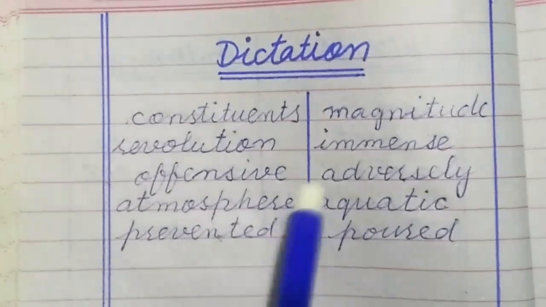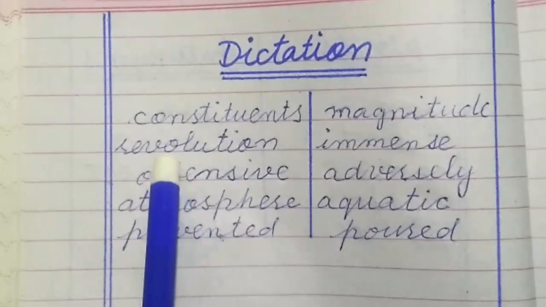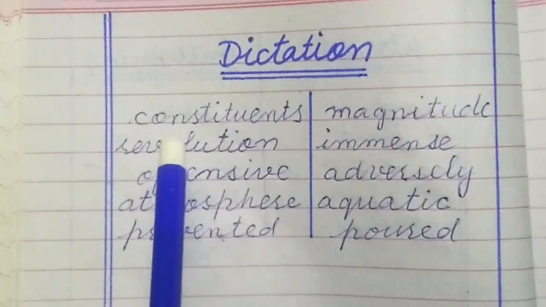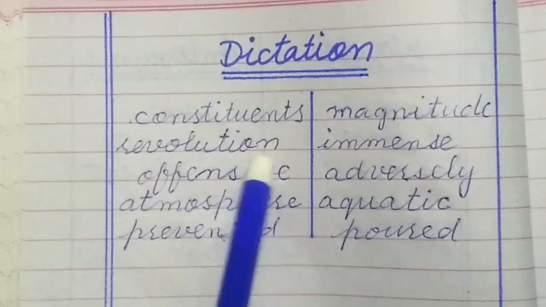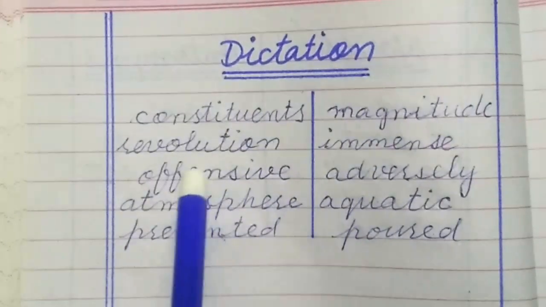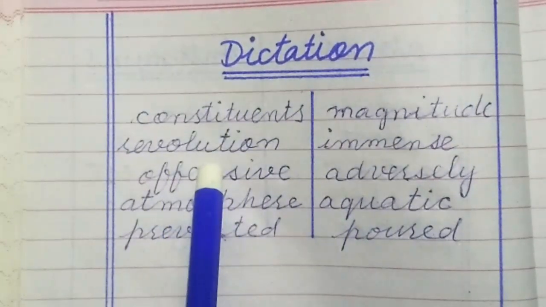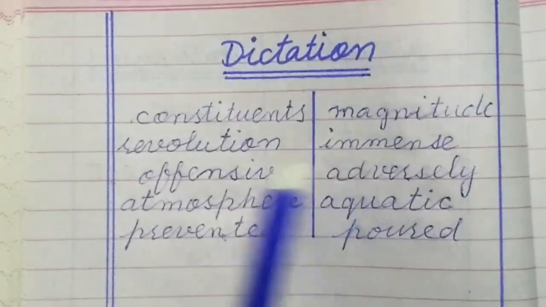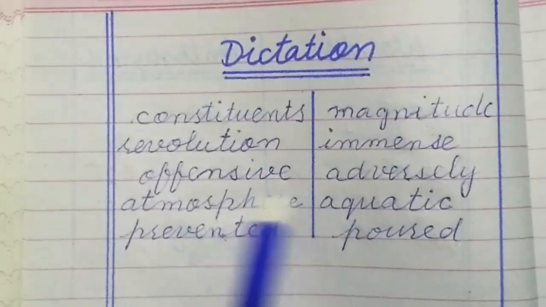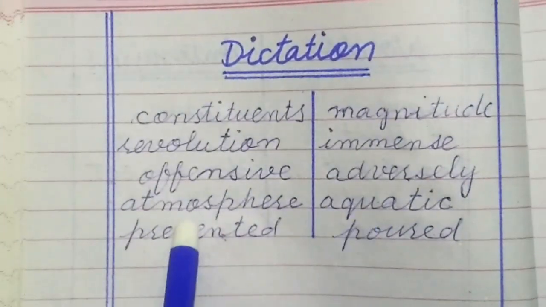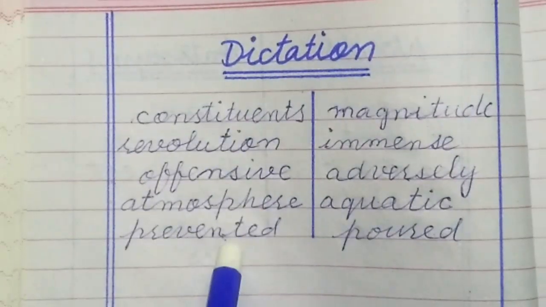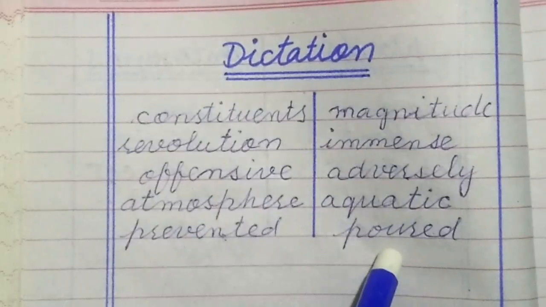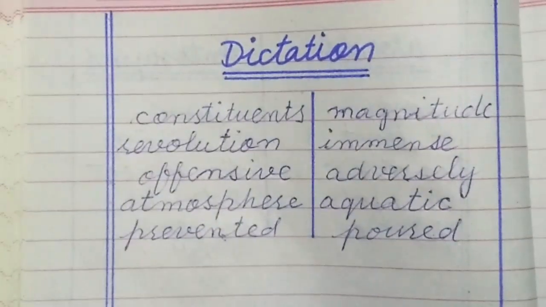Students, this is the feedback. Constituents. Magnitude. Revolution. Immense. Offensive. Adversely. Atmosphere. Aquatic. Prevented. Poured.